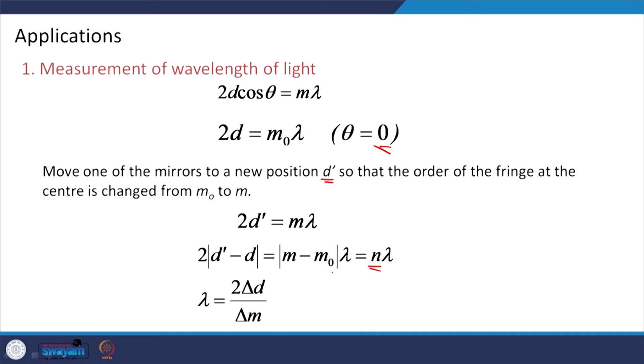So, by measuring the order of the fringe, that is delta m, and you know how much you moved, so you know delta d and delta m. So, you can always estimate what is lambda. This way you can estimate the wavelength of light used. So, this is very useful. I will show you later how it can be used for sensing.